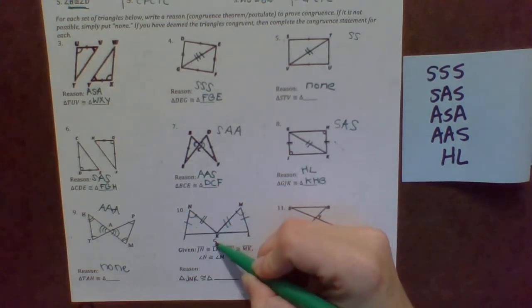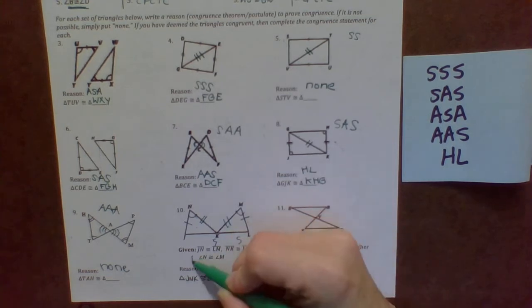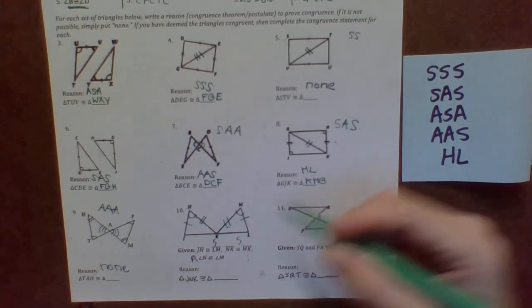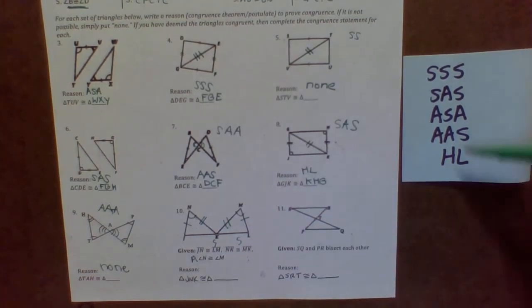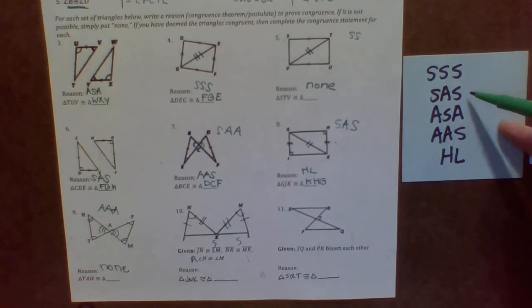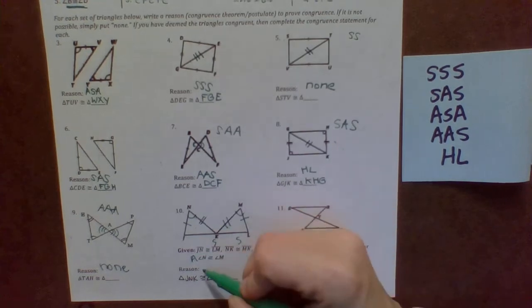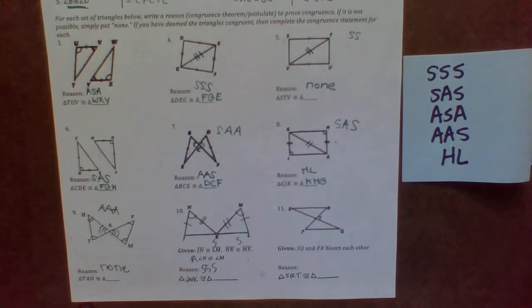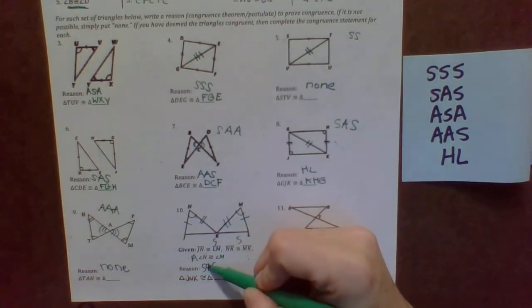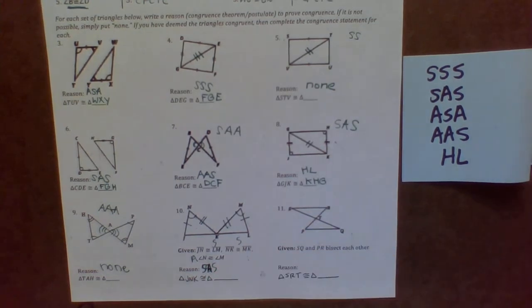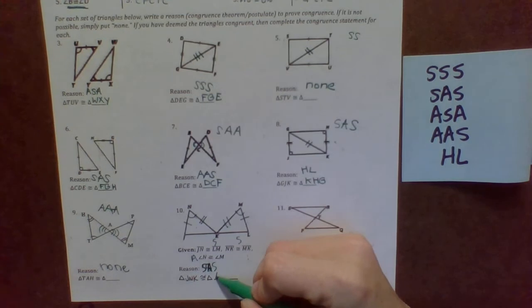Well, we've got a pair of sides, and a pair of angles. So two sides and an angle. The only one that has that option is SAS. We just have to check that the angle is between the two sides, which it is. So we can say by SAS, triangle JNK is congruent to triangle LMK.